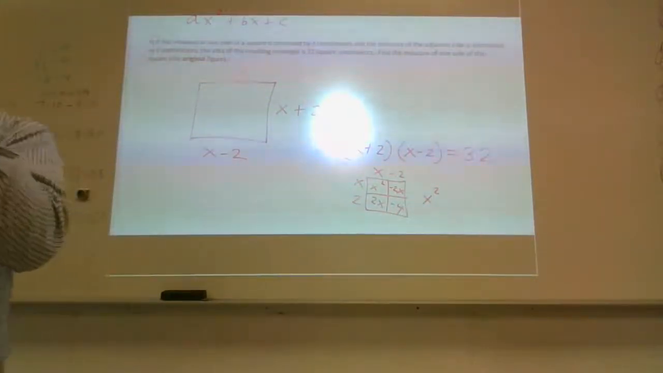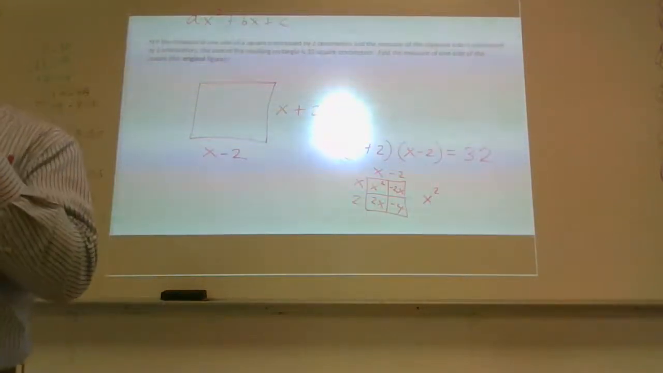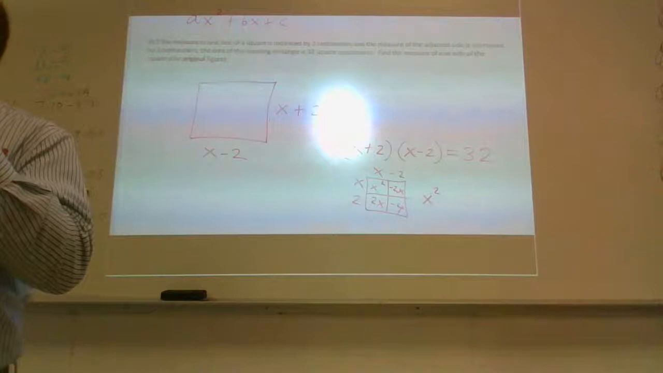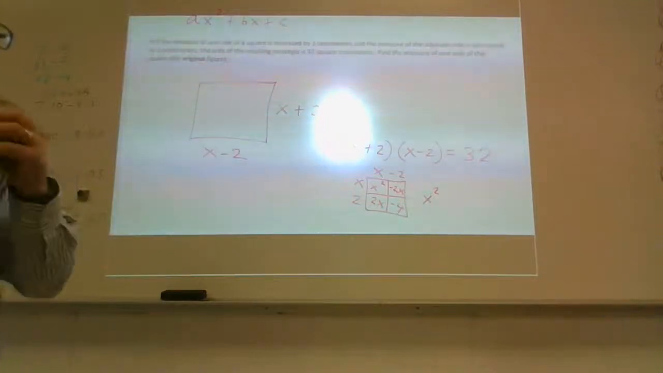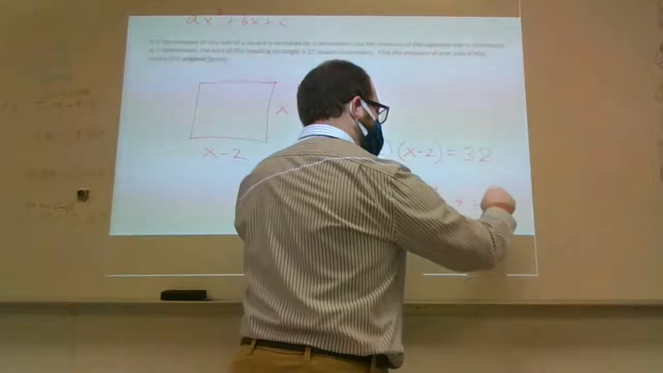Tell me, what happens when you have -2x and you add 2x to it? What do they do to each other? They cancel each other out, yeah. So we're just left with x squared minus 4 equals 32.